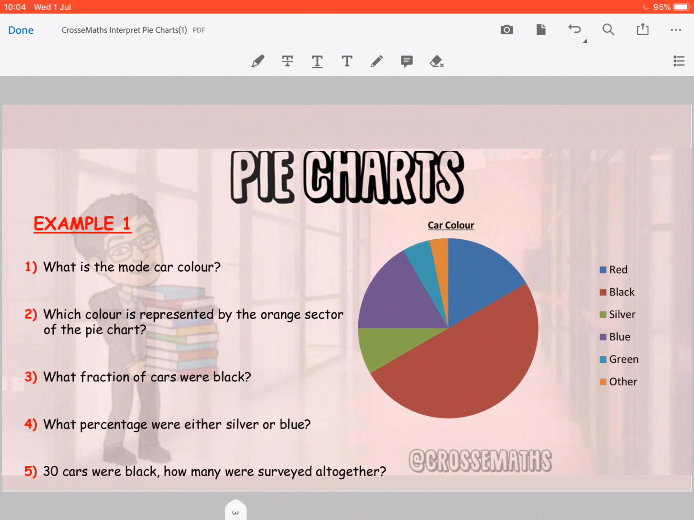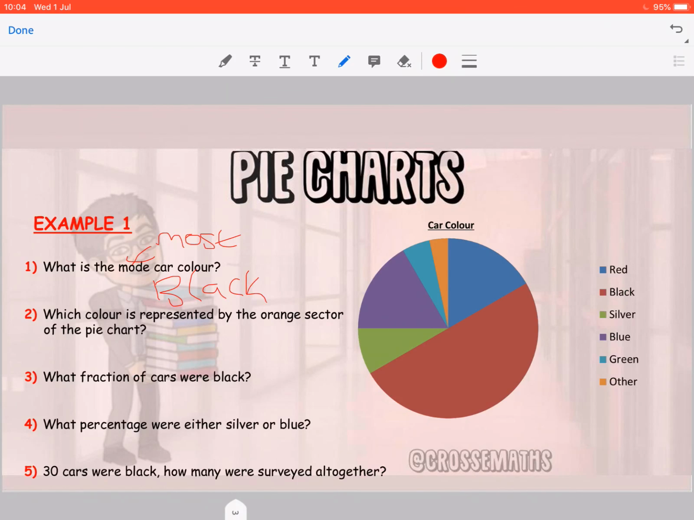Right then, so just a couple of examples. Don't pause the video. Let me talk you through this. What is the mode car colour? The mode means the most. So which car colour comes at the most? The one that comes at the most is this one by here. That one is the black car. So the one that comes at the most is black.